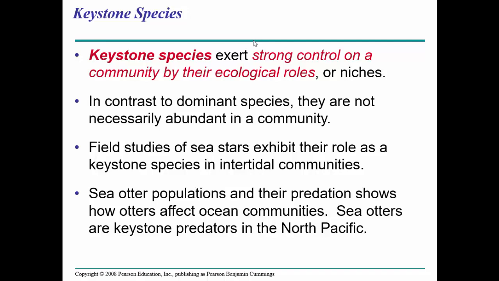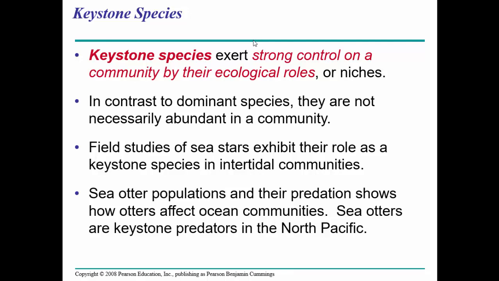So let's see the examples. We will have two examples here. The first one is sea stars. The sea star is very important for the intertidal community because without it, there will be imbalance. As you know, the sea star is a predator that eats smaller animals, so it keeps the intertidal community in harmony, in balance. And then another example is the sea otter. The sea otter is very important for the ocean community because without it, the fish population will be uncontrolled.